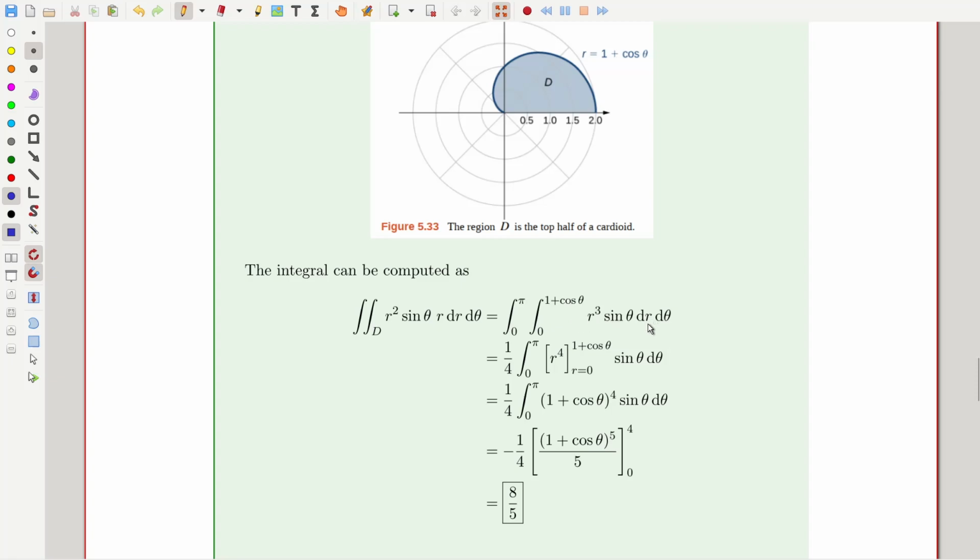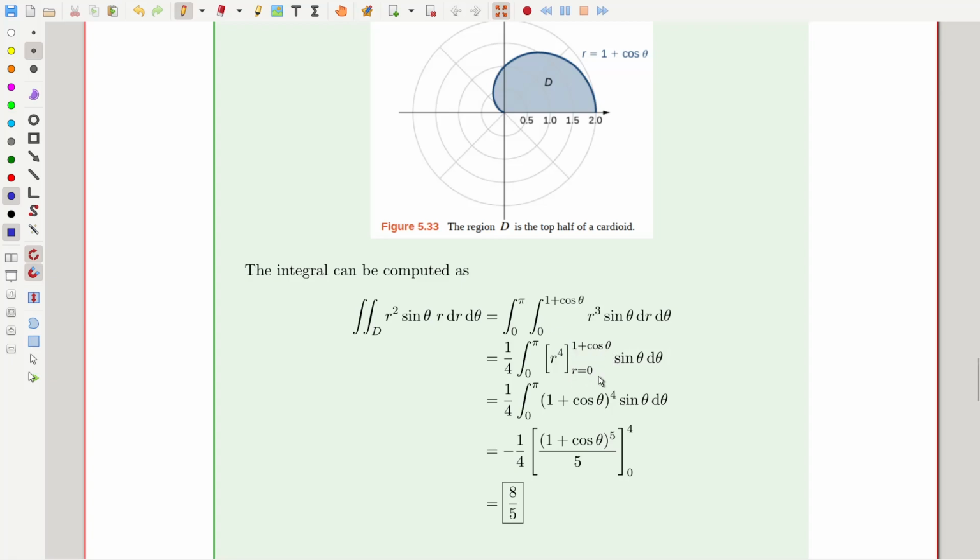And so the first thing we do is we integrate with respect to r. This part that depends on theta is treated as constant with respect to integration by r. And so the integral of r cubed is r to the 4 over 4. I pull the 1/4 out right away. And we have to evaluate this r to the 4th at 0 and at 1 plus cosine theta.